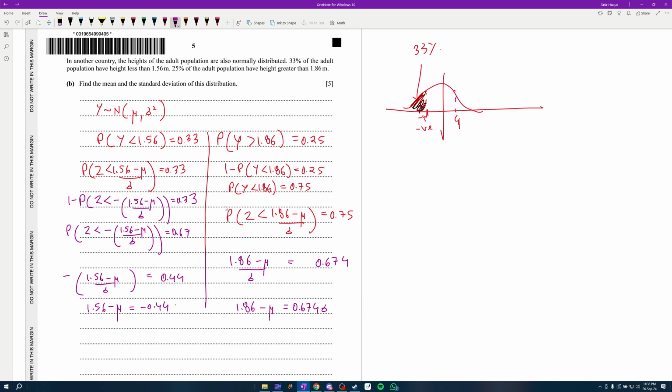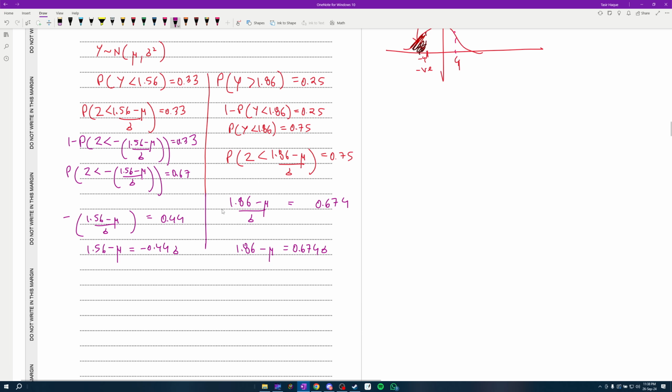Minus 0.44 sigma. Okay, now we can solve them. Let's solve them by simultaneous equations. So I'm going to change the sign. Okay, we can get rid of these. 1.56 minus 1.86 is minus 0.3. Minus 0.44 minus 0.674 is minus 1.114 sigma. 0.3 by answer.